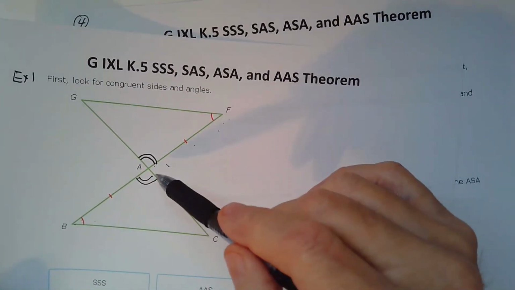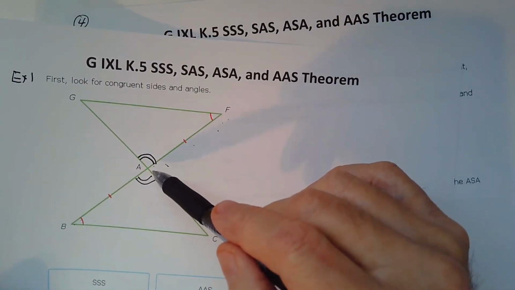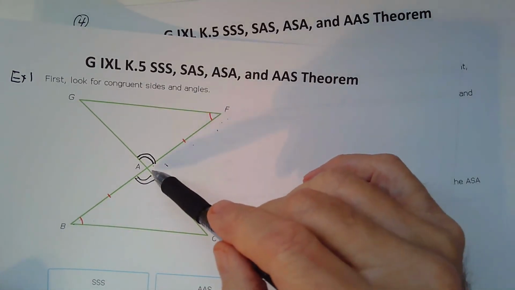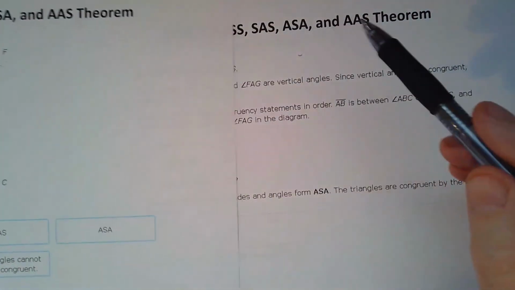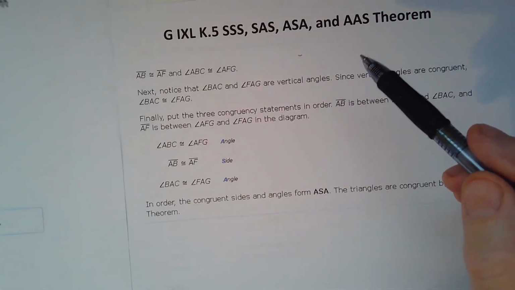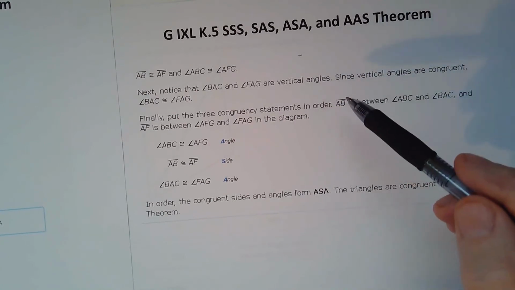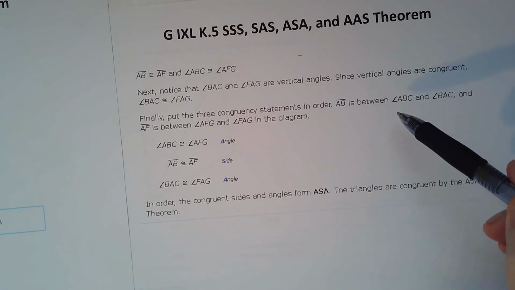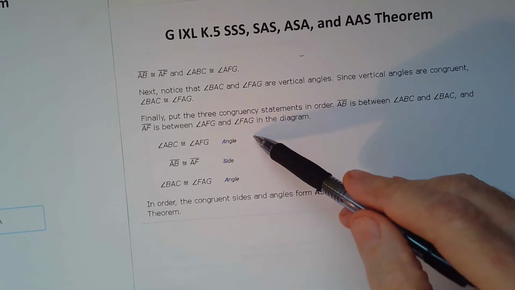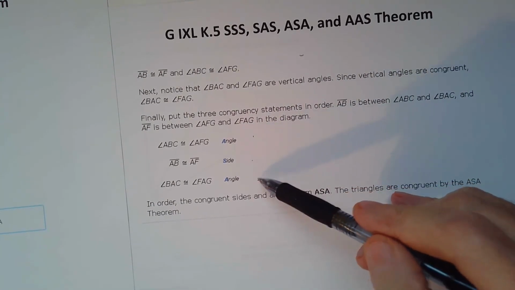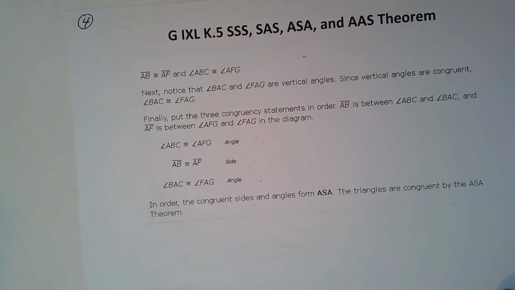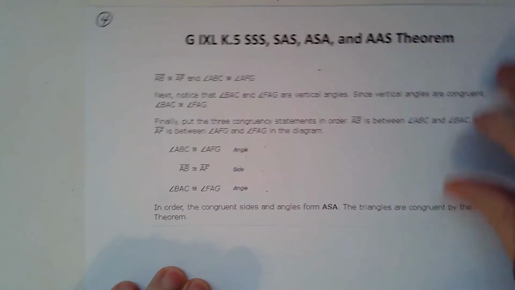Let's see. So angle ABC is congruent to GFA. And then we also said that the two vertical angles are congruent, and that's mentioned here. And so you put these three congruency statements in order, and you end up with angle, side, angle. All right? So that's the reason that you would utilize that in this particular problem.